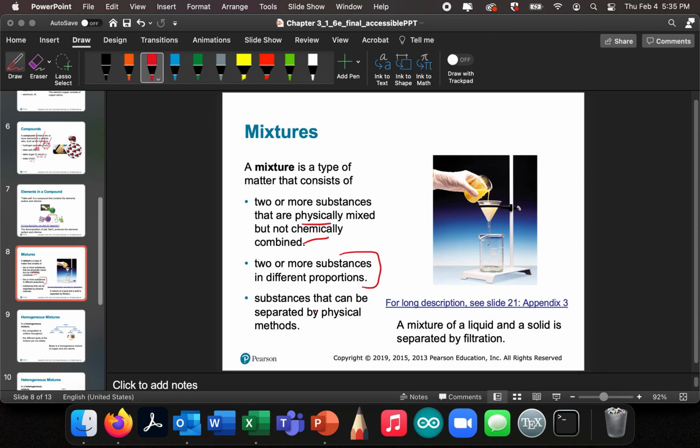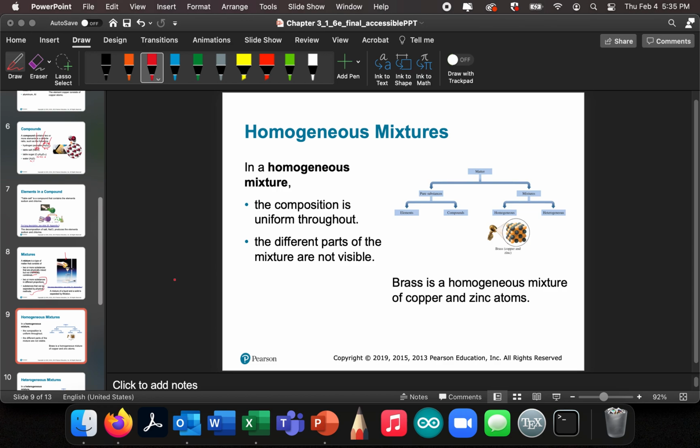Mixtures are substances that can be separated by physical methods. So if you can filter something out, it's a mixture, right? You see this chemist's hand here pouring something through there, liquid's coming out, a solid staying up here. If you can separate them by filtration, by some physical method, then you have a mixture. Now, there are 2 kinds of mixtures. There are homogeneous mixtures, and homogeneous mixtures are uniform throughout, okay? So, for example, brass is a mixture of carbon and zinc atoms, where carbon might be the little black things, and this is a little piece of, I guess, a doorknob, a piece of brass.